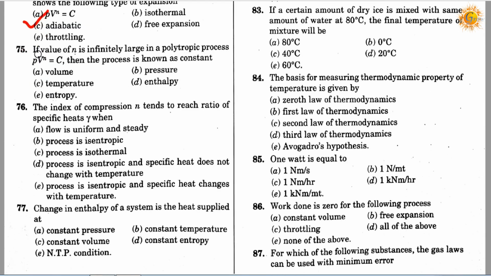Question number 75. If the value of n is infinitely large in a polytropic process PV^n equal to C, then the process is known as constant. Option A volume, option B constant pressure, option C constant temperature, option D enthalpy, option E constant entropy. Correct answer is A, it will be constant volume.